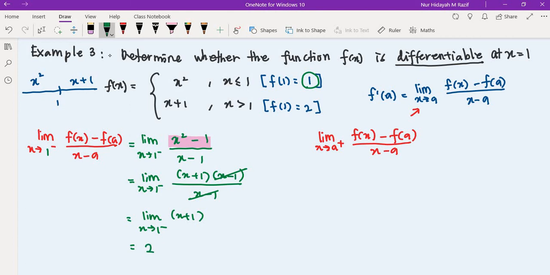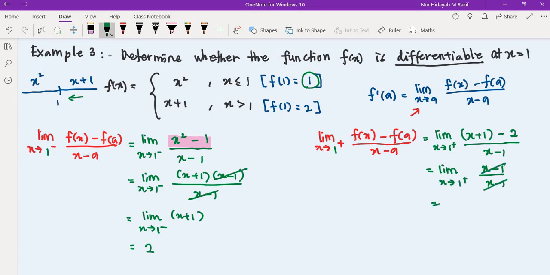Okay, now let's take a look at the second part. Saya perlu cari limit daripada sebelah kanan pula. So di sini again a saya nilainya adalah 1. Jadi kita substitute f(x) dan f(a). Saya nak cari limit f(x) untuk kawasan yang datang dari sebelah kanan 1. So fungsinya adalah x plus 1 minus f1 saya adalah 2 dibahagikan dengan x tolak 1 as x approaches 1 from the right. So kalau simplify yang atas itu, kita akan dapat limit of x minus 1 over x minus 1 as x approaches 1 from the right.